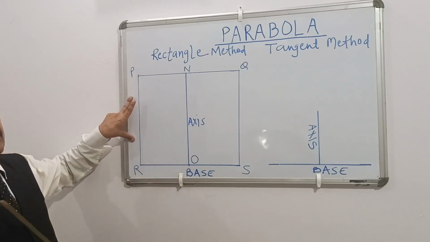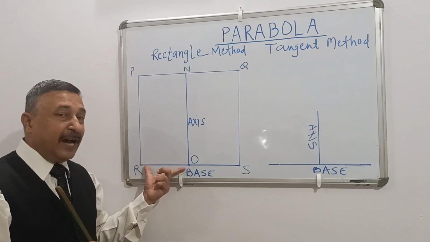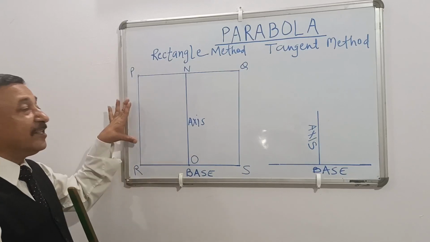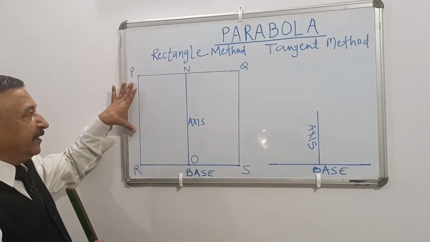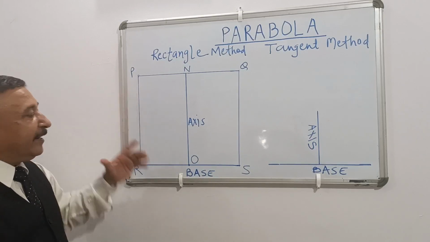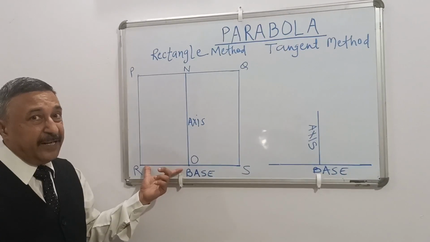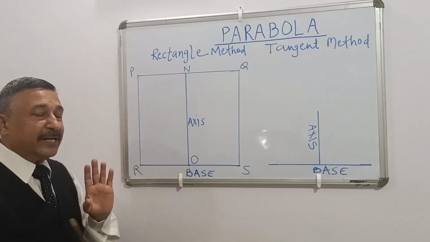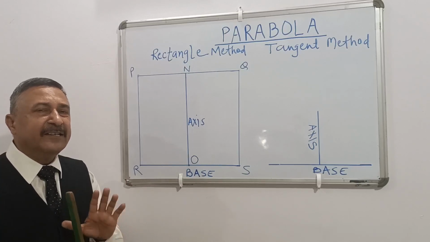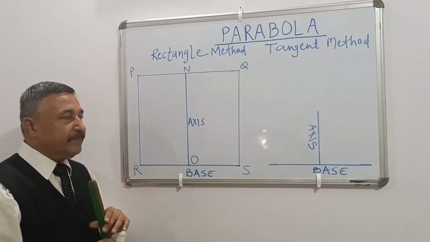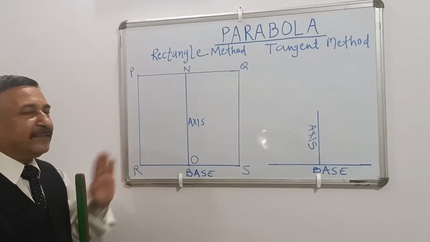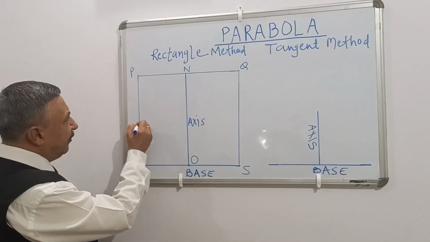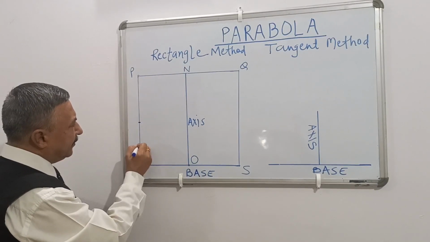Suppose we divide this into 5 equal parts, and RO is also divided into 5 equal parts. It depends on the distance given. Suppose this distance comes to 45 and this distance comes to 50, so we can easily divide into 5 equal parts. The minimum number of parts we take is 4, not 3. So we divide this and this into 5 equal parts, or suppose 4 equal parts.